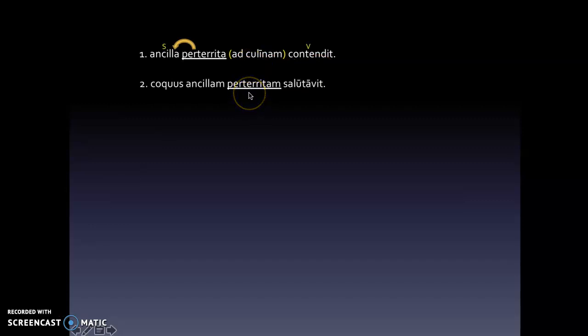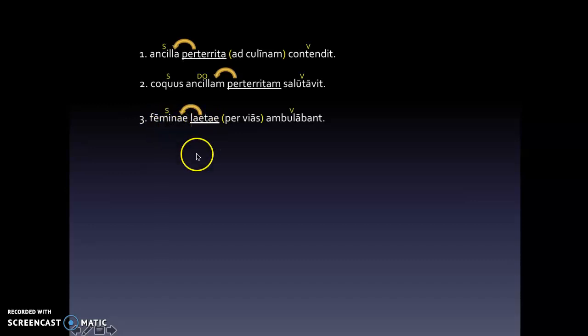Okay, with perterritam, same adjective, but now it's accusative because it's modifying an accusative. We've got a nominative subject, an accusative direct object, and a verb. So the cook greeted the terrified slave girl. Here we have a prep phrase. Laetae is modifying feminae, still within the same declension, so thankfully they look the same, nice and easy. So we've got a nominative subject and a verb. The happy women were walking through the streets.